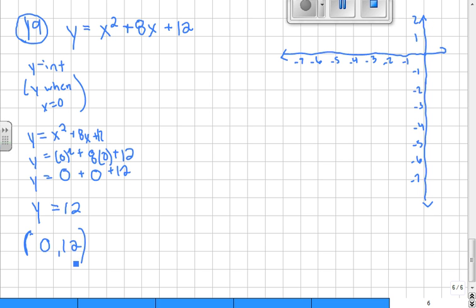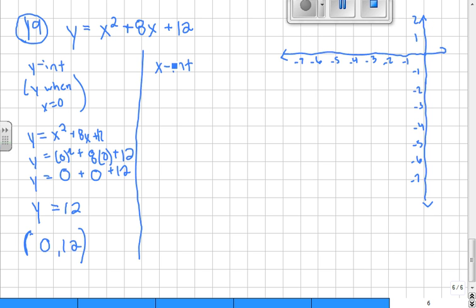Well, there's a graph given to me, and that graph doesn't include the point 0, 12. So we're just going to file this away. We might come back to it in a few minutes. Okay, let's find our x-intercepts.